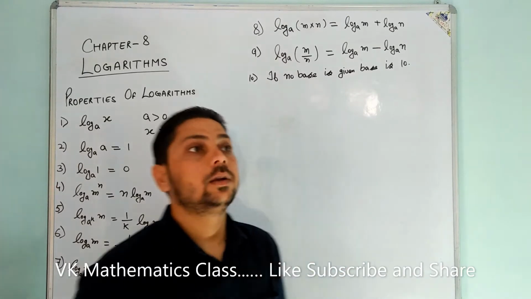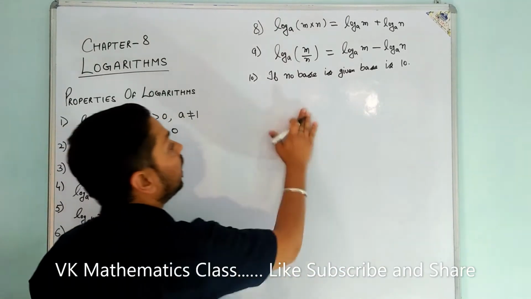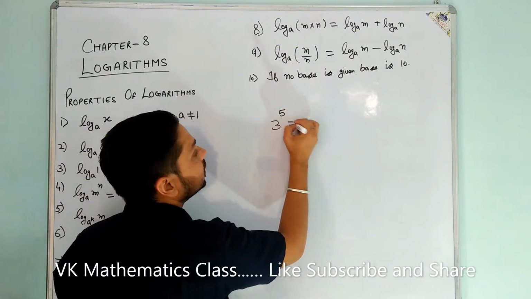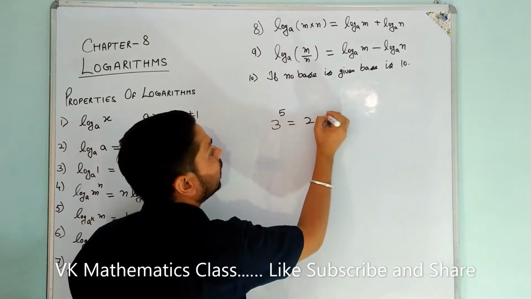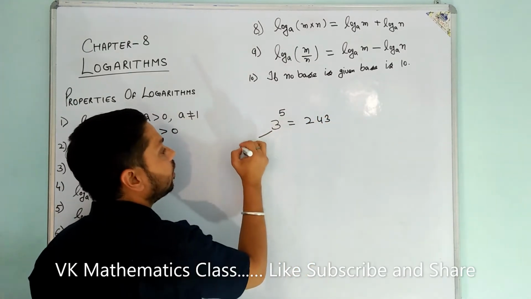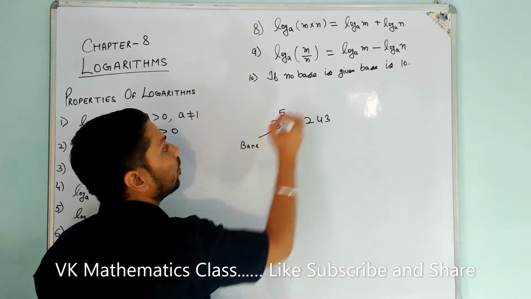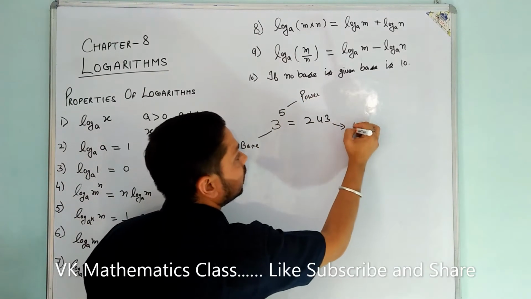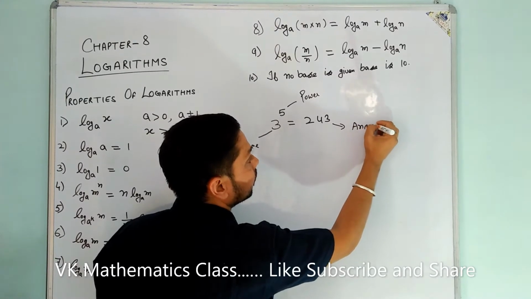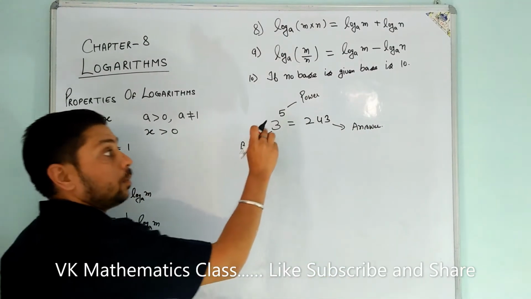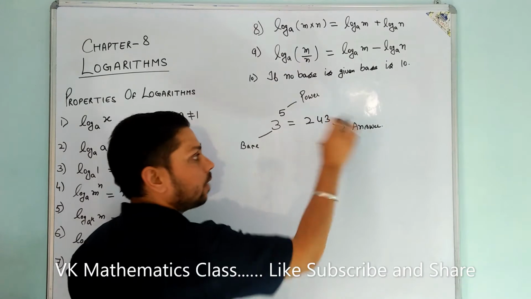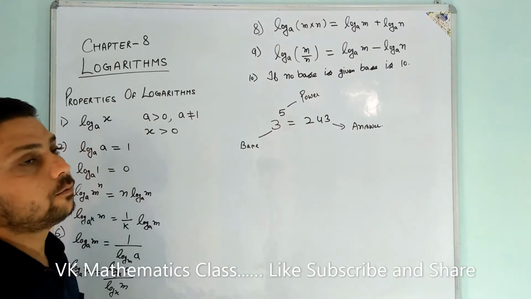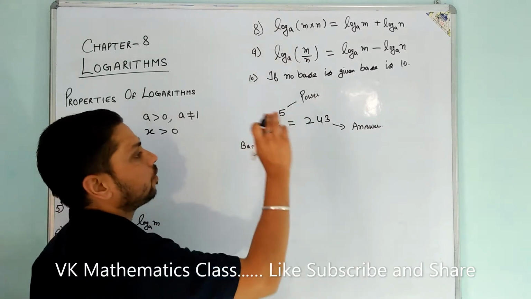We have previously done what an index is. This is 3 raised to power 5 is equal to 243, where 3 is the base, 5 is the power, and 243 is the answer. Base raised to power gives the answer. 243 is the value that we get from this calculation, 3 raised to power 5.